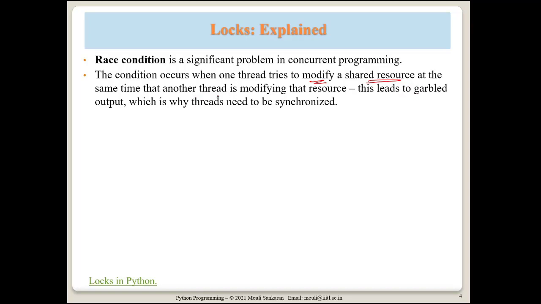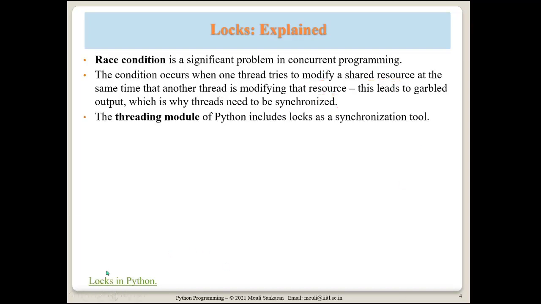At the same time that another thread is modifying that resource. So you allow two people to modify a common resource, then you are going to have a confusion. This leads to garbled output, which is why threads need to be synchronized. They need to be synchronized in the sense that you allow only one thread to use the common data, which is being shared by multiple threads.